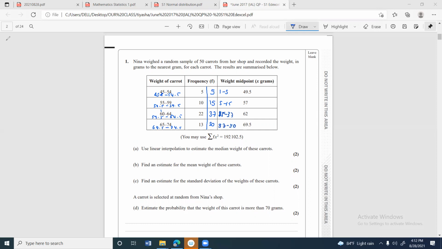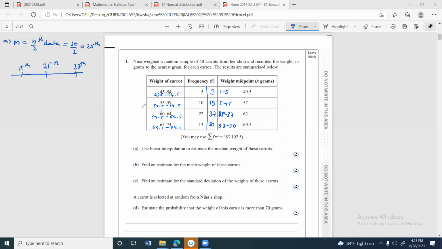So initially start with the median definition. Median is equal to n divided by 2 data. N is 50, divided by 2, that is the 25th data. Now check where the 25th data is. The 25th data is in between where to where? It's in between 15 to 37th. You can understand that this 25th data is in between which two categories? 15 to 37.